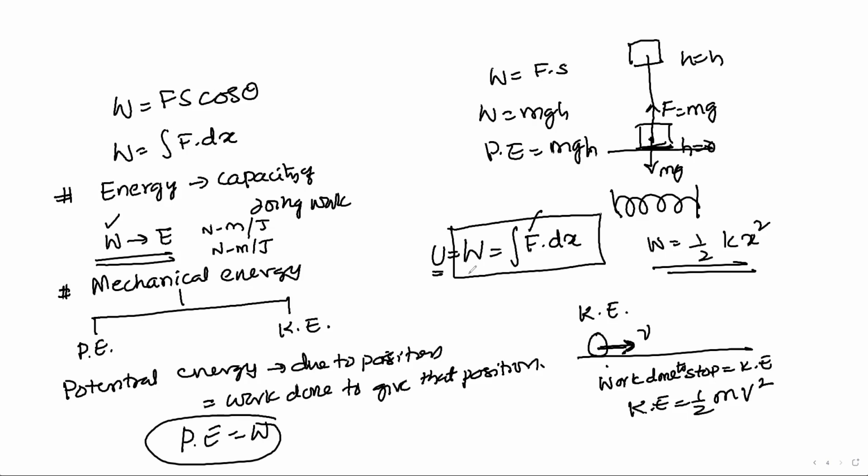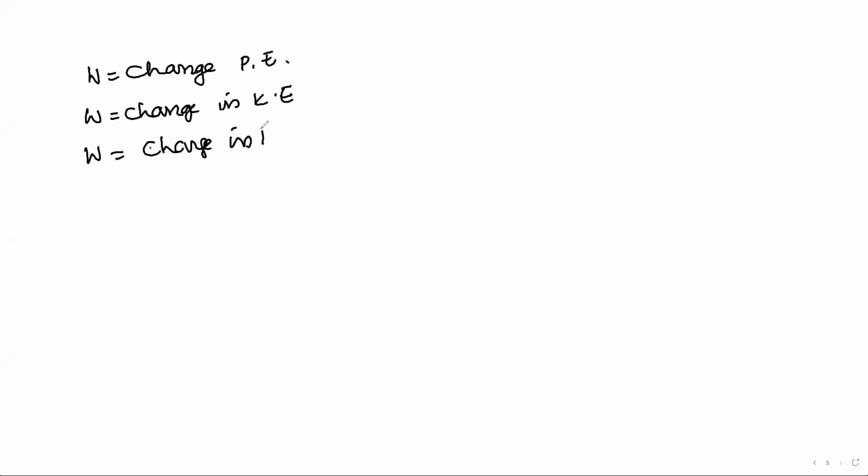The important relation between work and energy is another formula for work we can consider. Work done equals change in potential energy, if potential energy is changing. Work done equals change in kinetic energy, if kinetic energy is changing. If both are changing, work done equals change in total energy. For example, if a body is lifted from height h1 to h2.